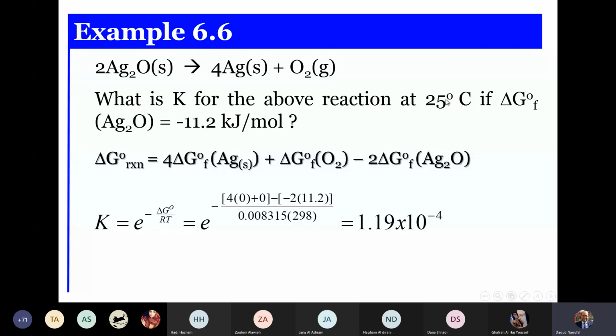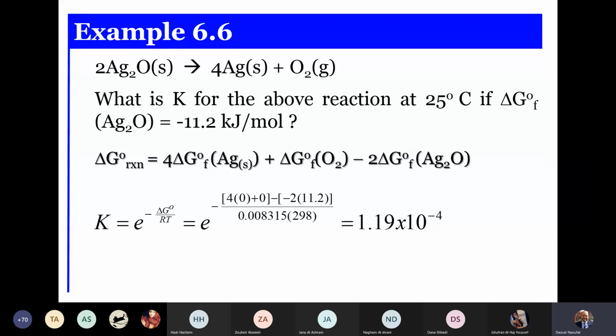Since the temperature in the exercise is 298 Kelvin, delta G0 in the expression of K should be at 298 Kelvin. So we have to calculate delta G0 298. We apply delta G0 298 equals delta G0 formation of products minus delta G0 formation of reactants according to the stoichiometry. We put the value in, divided by R. Since delta G0 is in kilojoule, you have to transform R to kilojoule by multiplying by 10 to the minus 3, and the temperature is 298. So we obtain a value of K equal to 1.19 times 10 to the minus 4.